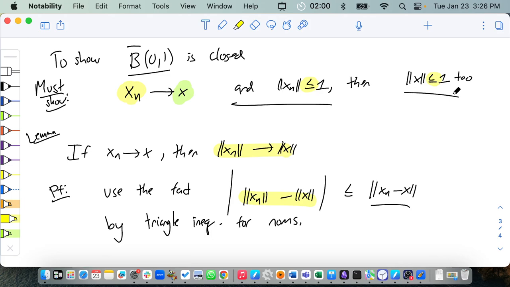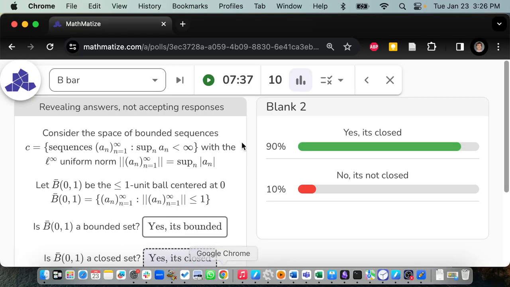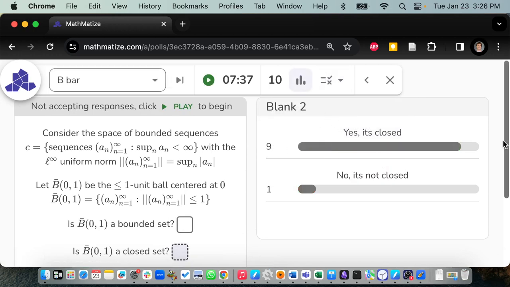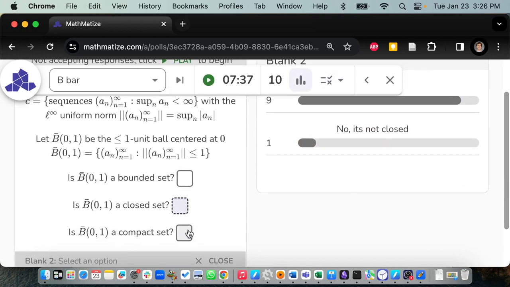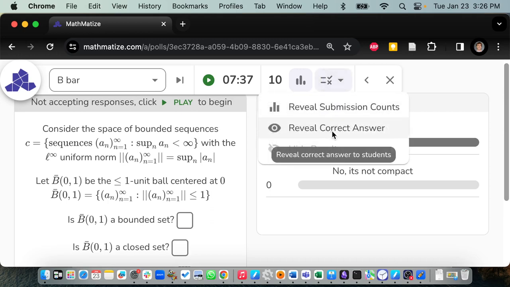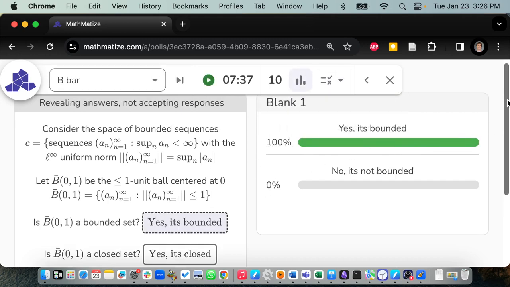The last one is the exciting one. So closed and bounded. And let me hide the results. Let's see what you said for the last one. Is it a compact set? 10 out of 10 people said, yes, it is a compact set. And the answer is, no, it's not a compact set.